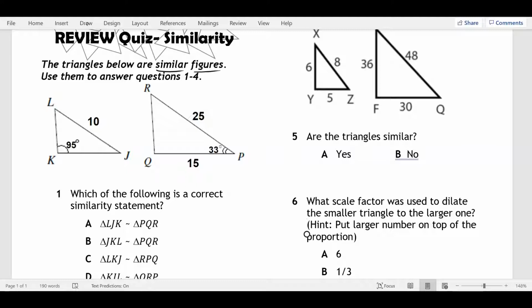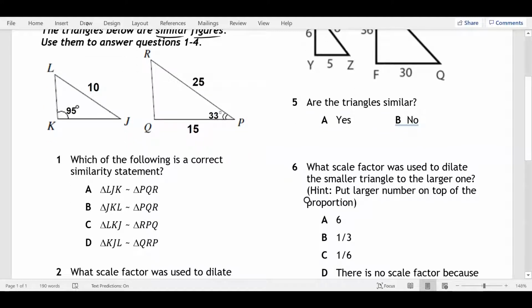So before we start solving anything, we want to put things in order. So let's see if this matches up. L, J, K. L, J, K should match RPQ. This is not RPQ. It's not A. And I want you to remember that order matters when you're doing this. Okay? Super important. So make sure you're matching things up exactly.